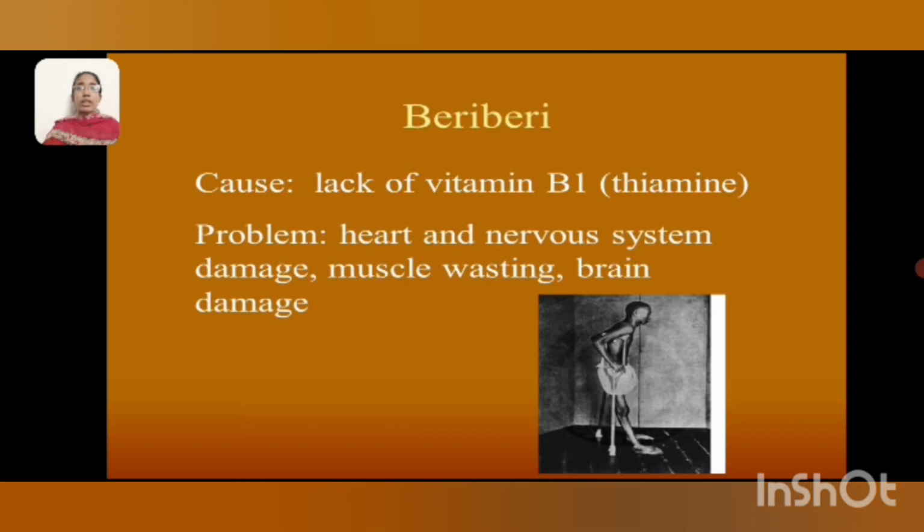Then the second one is beriberi. Beriberi is due to the lack of vitamin B1, the other name is thiamine. When the beriberi disease occurs in our body, we'll face problems like heart and nervous system damage. When beriberi occurs, automatically our heart and nervous system will become damaged. And then muscle wasting. Muscle wasting is nothing but weight loss, and automatically our brain will also become damaged.